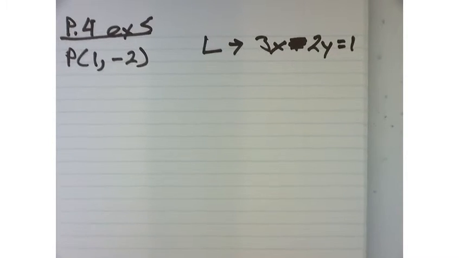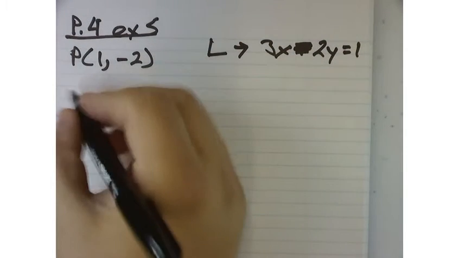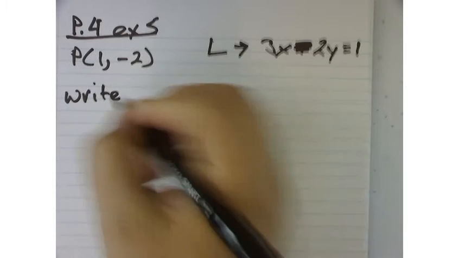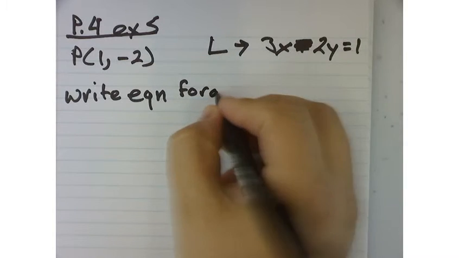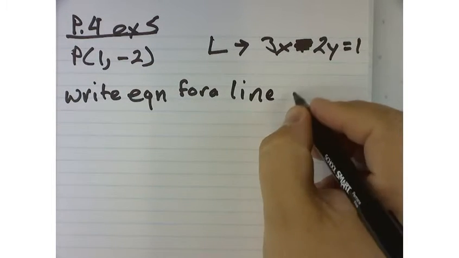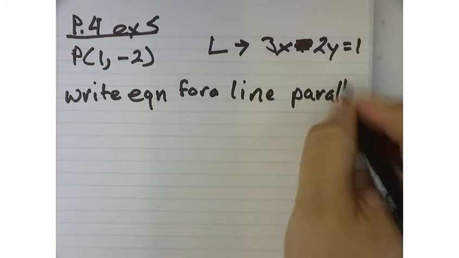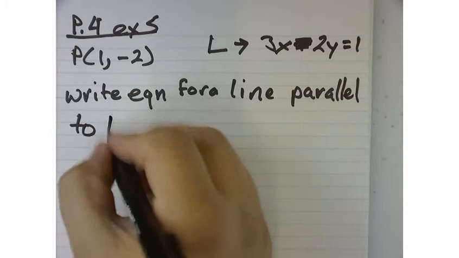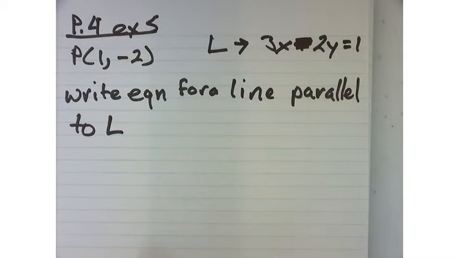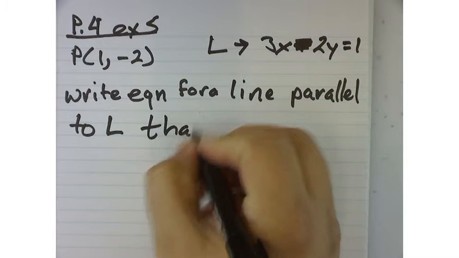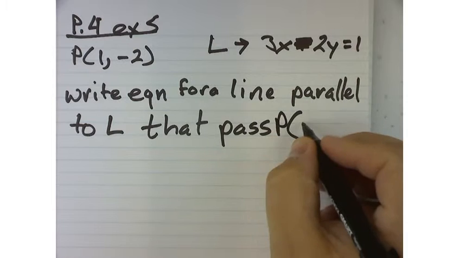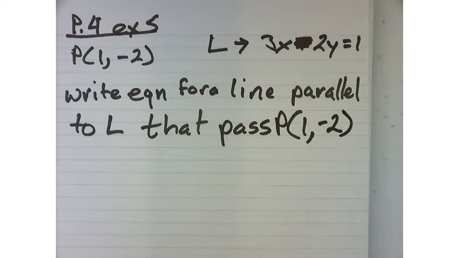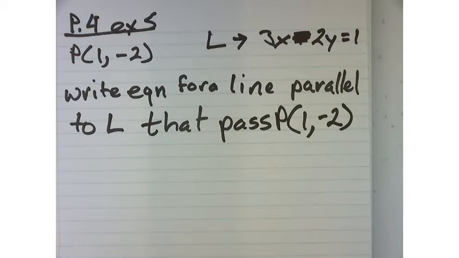Alright, so now we need to write up an equation of the line that is parallel to the line L that passes through P 1, -2. Alright, so what do we know about parallel lines? How do I attack this?